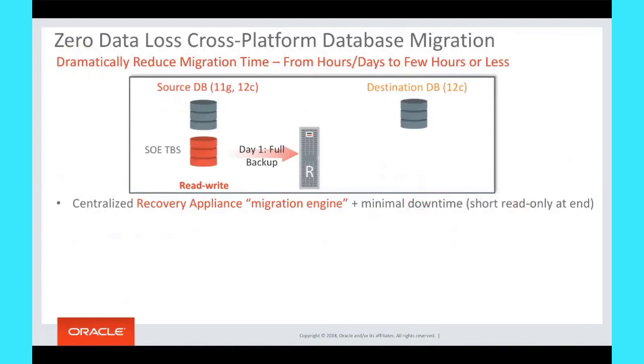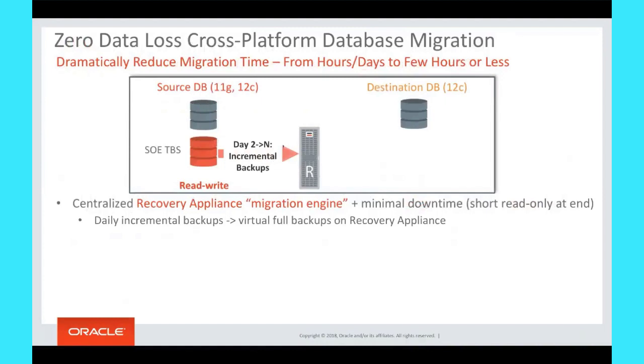Say in this example, you're going from AIX on the source to Oracle Enterprise Linux on the destination. So you take your first level 0 full backup, and then every day, however long you want to take those incrementals, you can take daily L1s, for example, and those become virtual full backups on the Recovery Appliance.